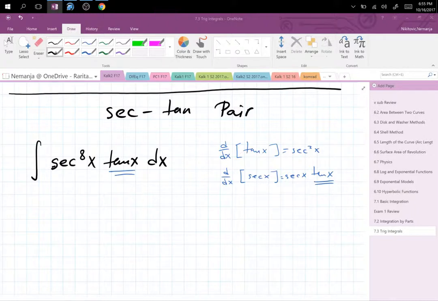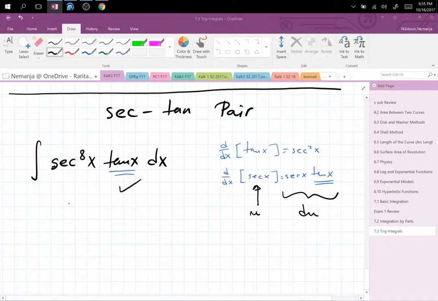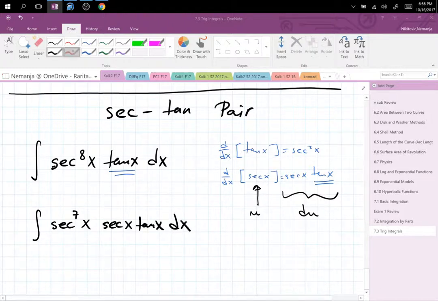So I see that this is going to be u, and then the whole part over here has to be du. I already have a single tangent, so I just need to steal one secant from here. And I have secant tangent for du, and the 7 secants on the pile are going to become u to the 7. Great. So I am stealing one. And now I have this thing for du.